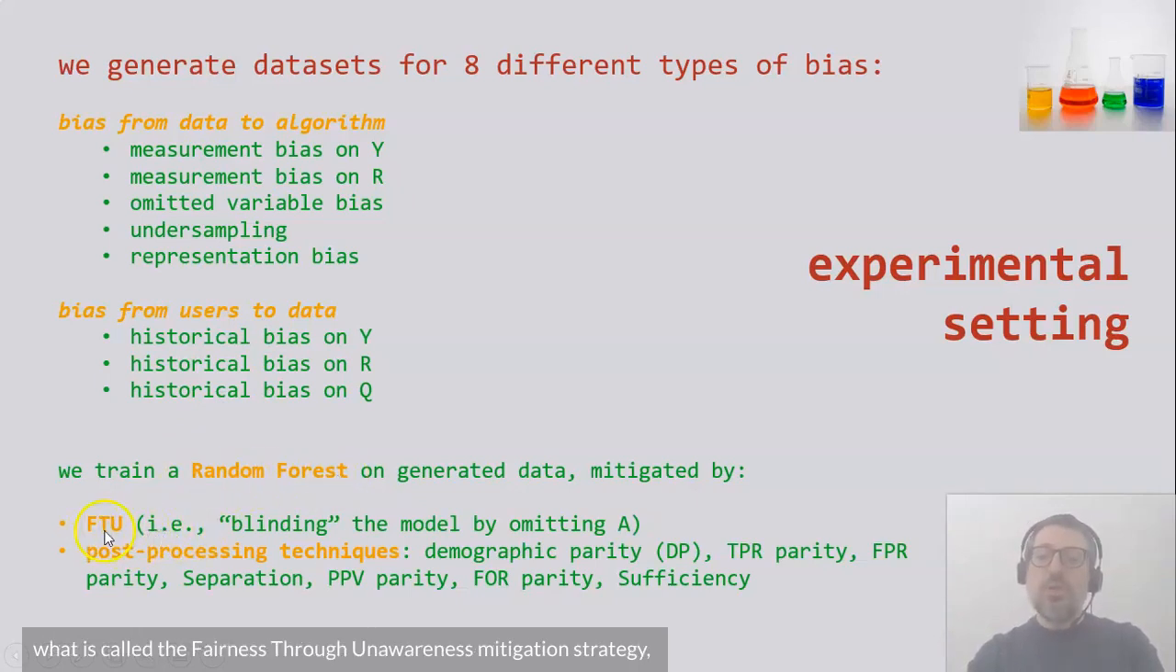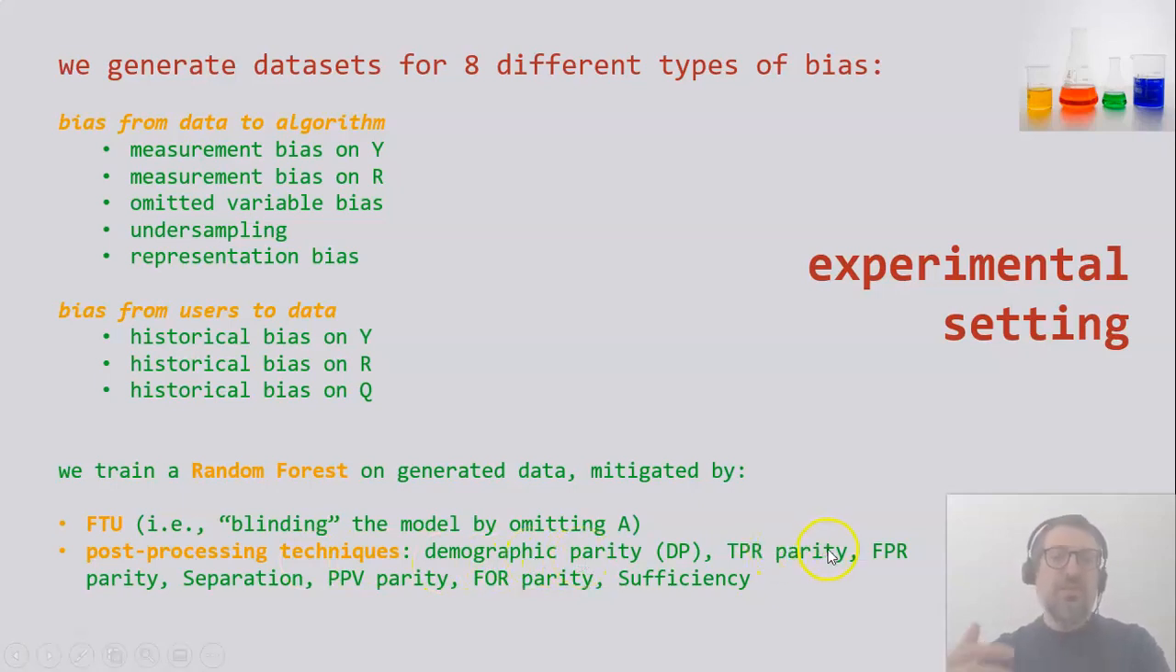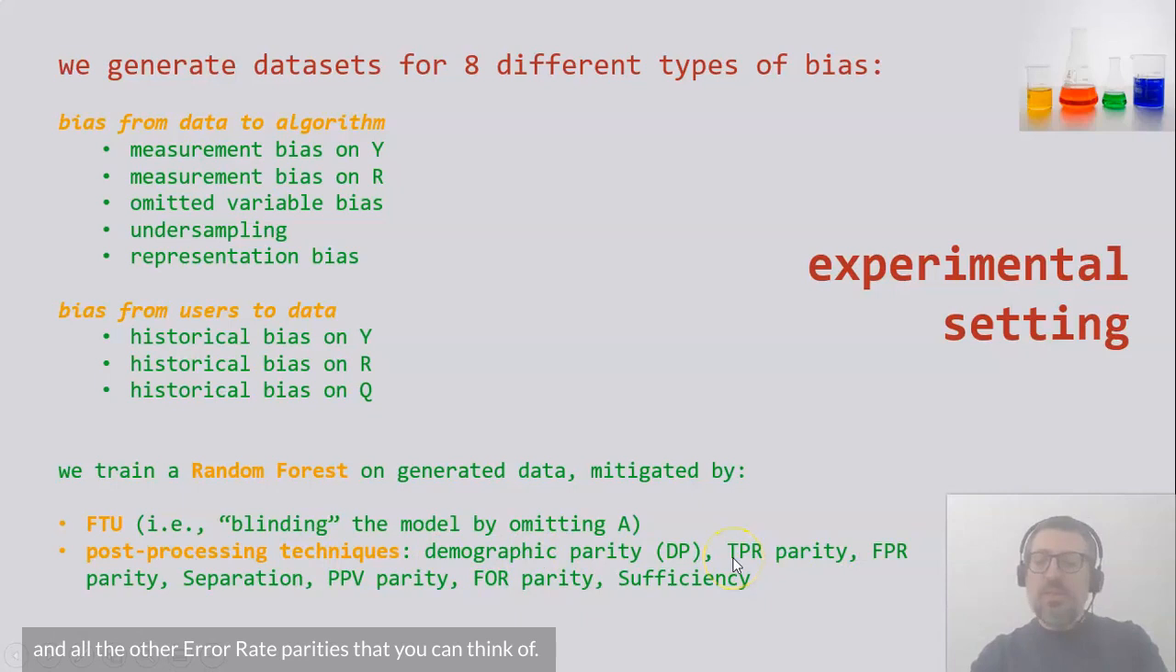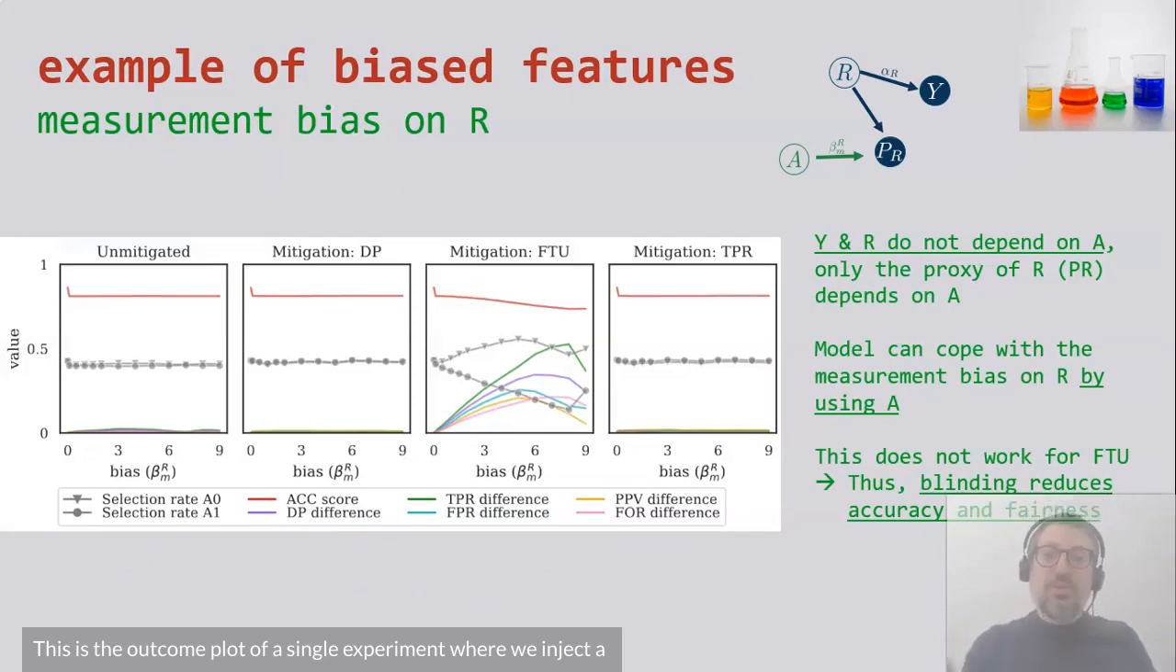So what is called the fairness through unawareness mitigation strategy, that is the blinding of the model with respect to the sensitive attribute. And many post-processing techniques: enforcing demographic parity, enforcing true positive rate parity, and all the other error parity that you can think of. This is in general what we've done in the experiments. This is the outcome plot of a single experiment where we inject a single bias, a measurement bias on R. So we use a proxy. Instead of R, we are using a proxy, a P of R, which is dependent on capital A.